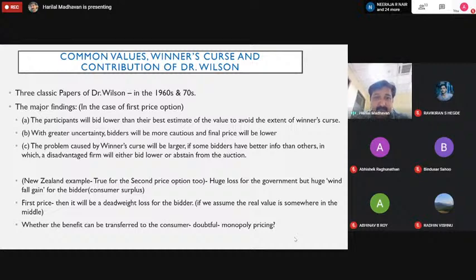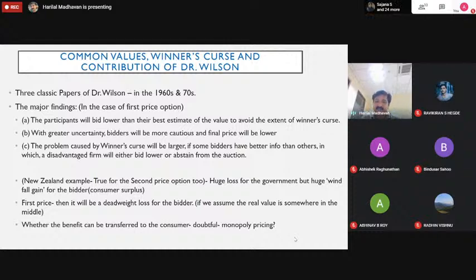Even if you have no idea about its true value, the participants will bid lower than their best estimate. That's what he found. So usually, even if you overestimate it, you try to avoid that by paying less. Here the bidding price would be lower than that. And if there is greater uncertainty, bidders will be more cautious and the final price will be lower. So I have a lot of uncertainty because I have no idea about it, so I will try to be very cautious in putting my bid. So I'll pay only a very low price, right?